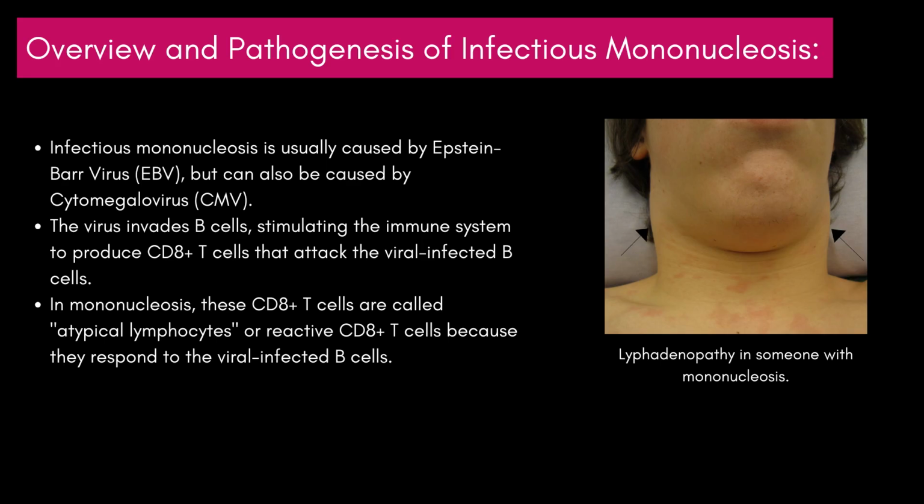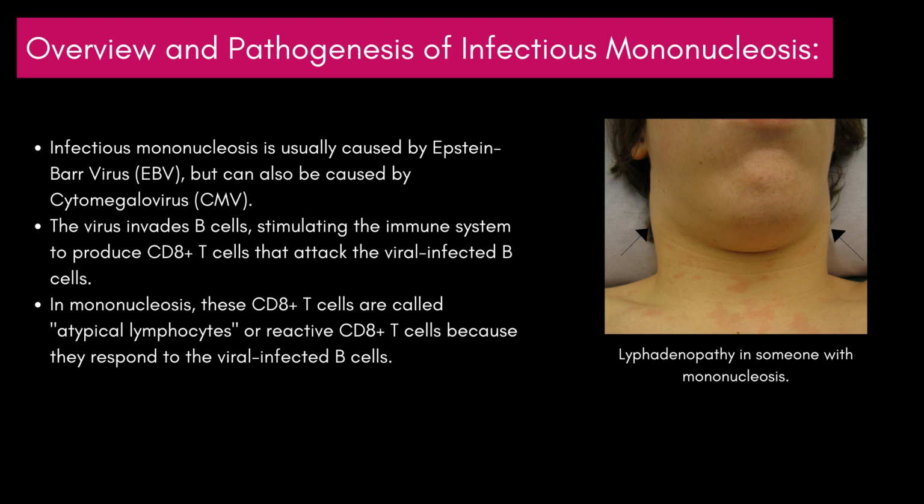Today I'd like to open up the presentation by introducing infectious mononucleosis. Infectious mononucleosis is usually caused by Epstein-Barr virus (EBV), but can also be caused by cytomegalovirus (CMV). The virus invades B cells, stimulating the immune system to produce CD8 plus T cells that attack the viral infected B cells. In mononucleosis, these CD8 plus T cells are called atypical lymphocytes or reactive CD8 plus T cells because they respond to the viral infected B cells.